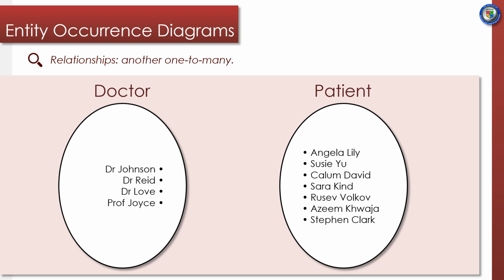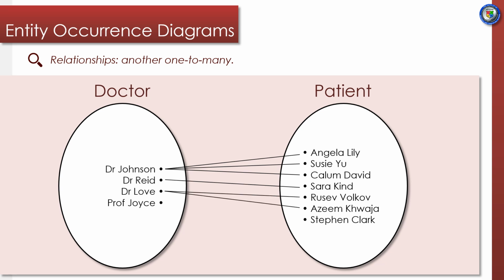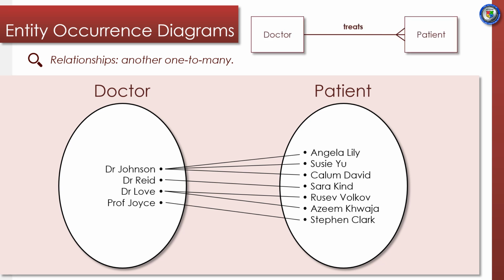Another good example would be doctors and patients. We can see that Dr. Johnson has 3 patients associated with him. Dr. Reed has 1, Dr. Love has 2, and Professor Joyce has 1. Again, each doctor treats many patients.